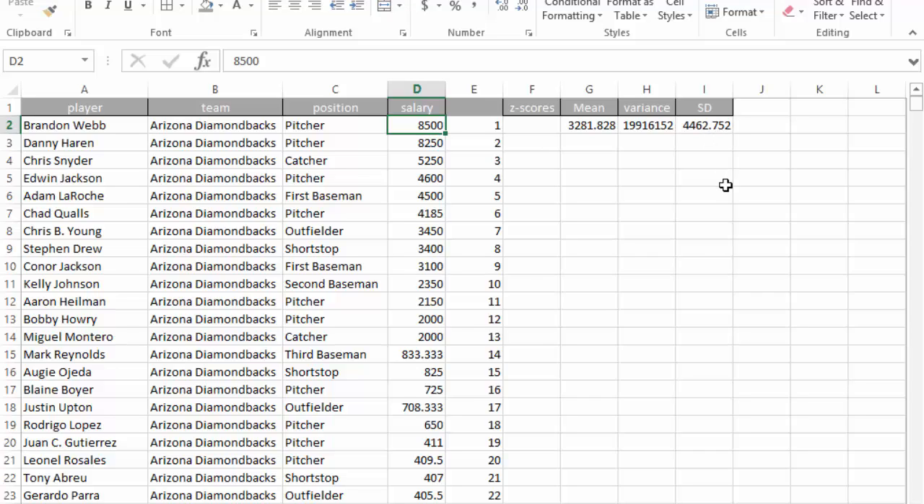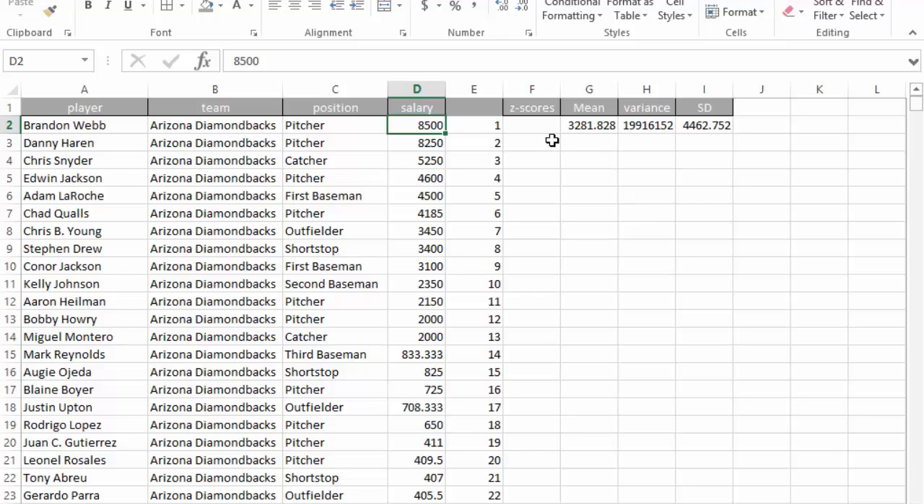So it gives you an idea of how variable your data is. The smaller the standard deviation, the tighter the data, the more clustered around the mean they are. The bigger the standard deviation, the more variable it is, and so your data points are going to be spread out.